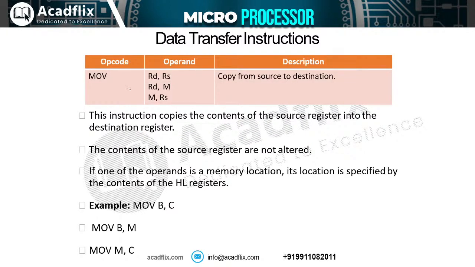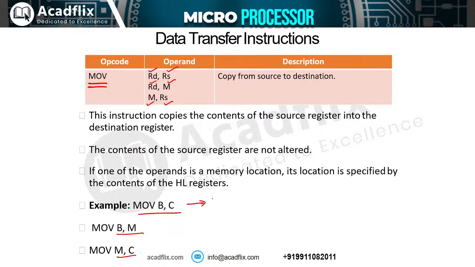So for example, the first instruction is the MOV instruction. We have to specify either destination register and source register, or destination register and memory, or memory and source register. In this instruction we are moving the data from source register to destination register. In this we are moving the data from memory to the RD register. In this we are moving the data from the source register to memory. That means you can specify either two registers, or register and memory, or memory and register.